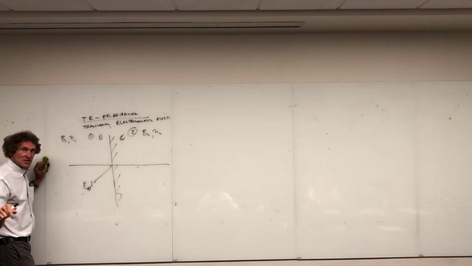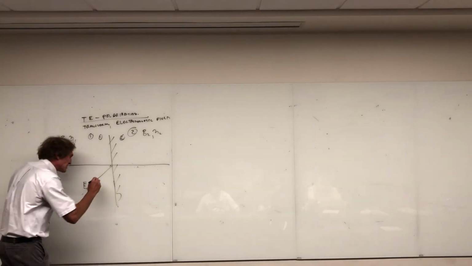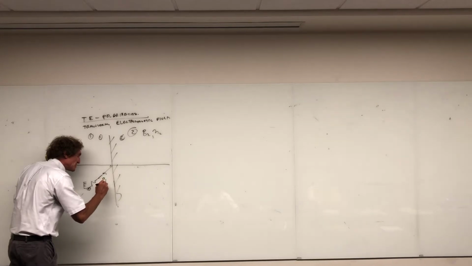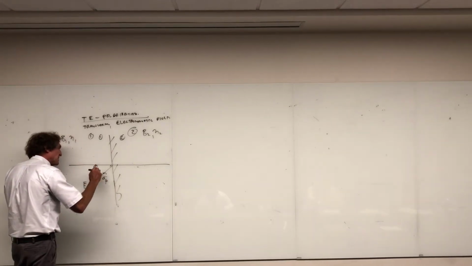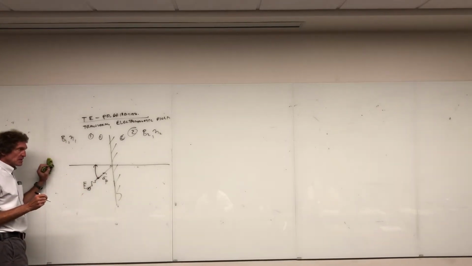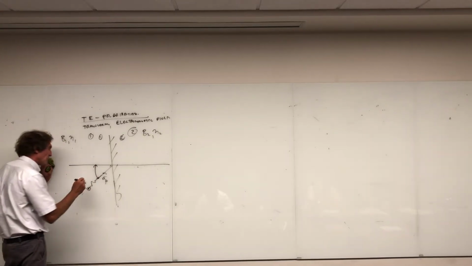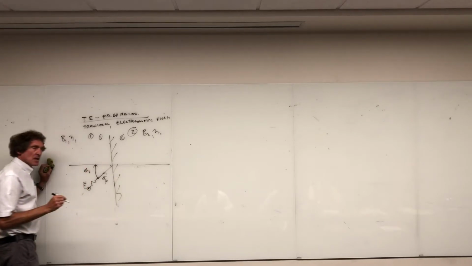E cross H is going to be the direction of propagation. This is the direction of propagation. Do you follow me? And I'll get to that in a second. There's going to be an angle with respect to the normal incidence. It's important you understand this angle is with respect to the normal, called theta. It's called the incident angle.